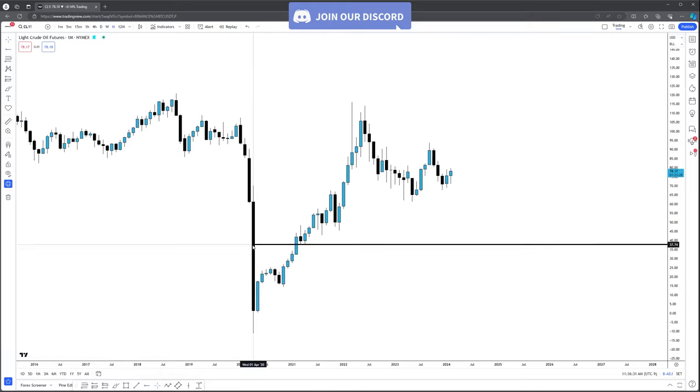So let's go find another bearish example here. Here is another example on Bitcoin. I came to crypto because I know a lot of people trade crypto, even though I wish they would all switch to futures because it's just a better market.